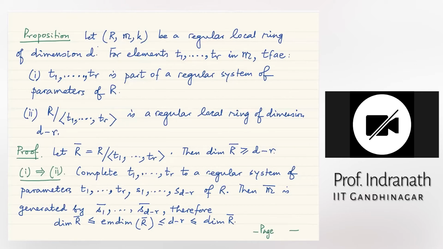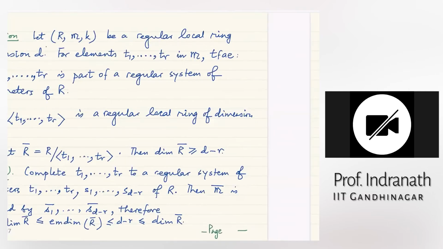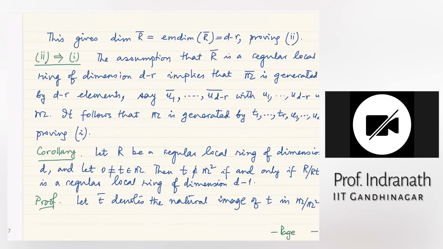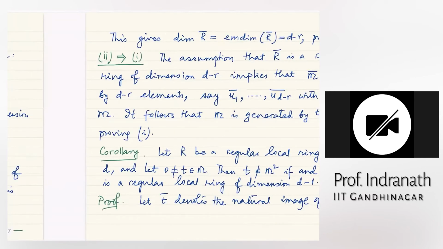So suppose we are proving 1 implies 2. You know that this regular system of parameters can be completed to a system of parameters, okay? And M bar, meaning the image of M modulo this, is generated by this, because these are in M, and therefore you have this inequality, right? So the dimension of R bar is less than or equal to the embedding dimension, and then this is less than or equal to D minus r, for obvious reasons, okay? Because here you have these elements, and this is less than or equal to the dimension of R bar, and therefore you have equality, and therefore you have 2. So 2 means this is a regular local ring of dimension D minus r.